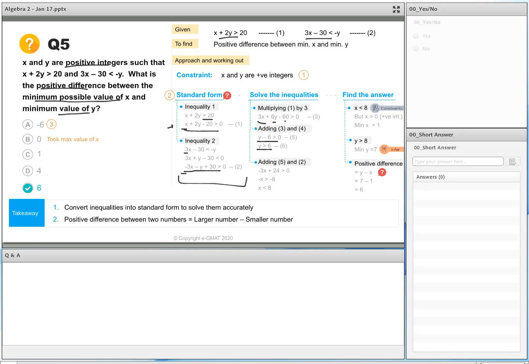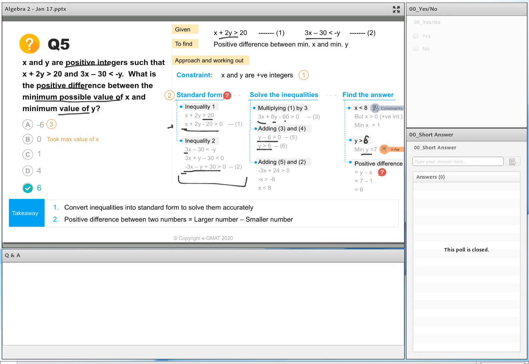I'm going to open the short answer poll. If y is greater than 6, what is the minimum possible value of y? And it should not be 8 over here. Let me change that. It would be 6, right? Yes. The minimum possible value of y would be equal to 7. Absolutely correct. Thank you for all of your answers over here. Let me end the poll, clear all the answers.